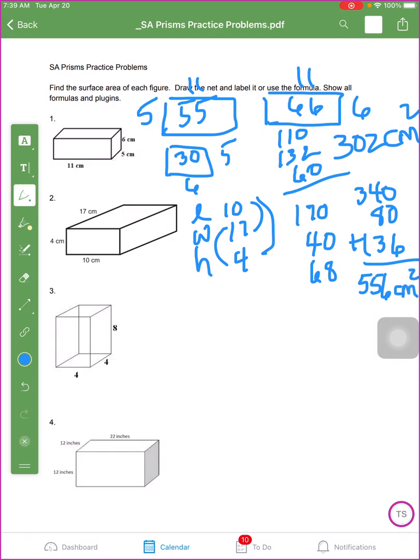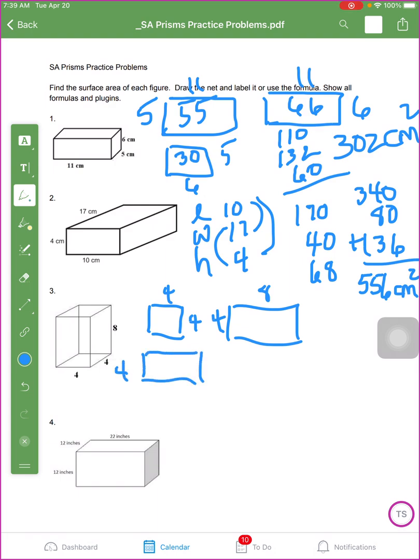All right, for this one, we'll go back and draw it again. It looks like the base is a square, so we have a 4 by 4. That means all the other sides are going to be 4 by 8. We can draw them. This would be the front, 4 by 8, and this would be the side, 4 by 8.